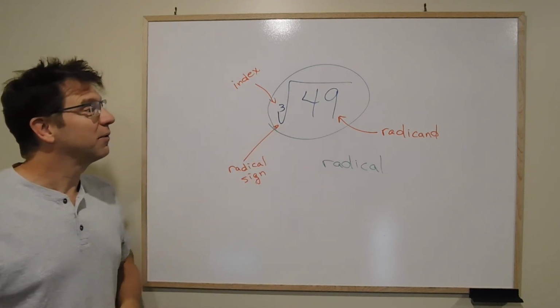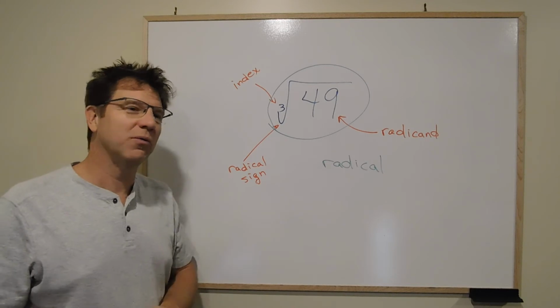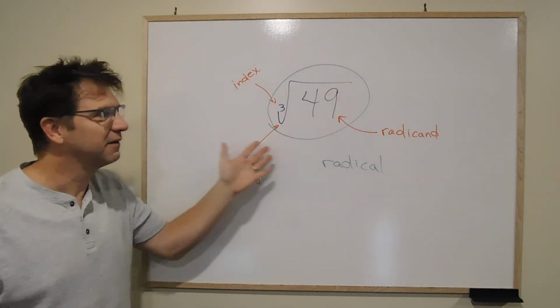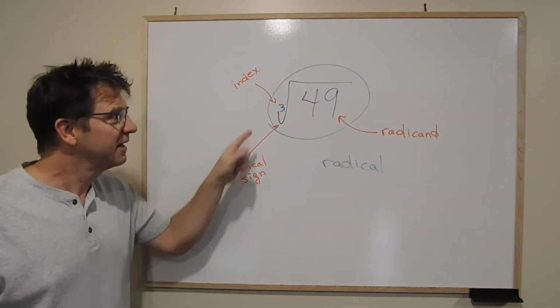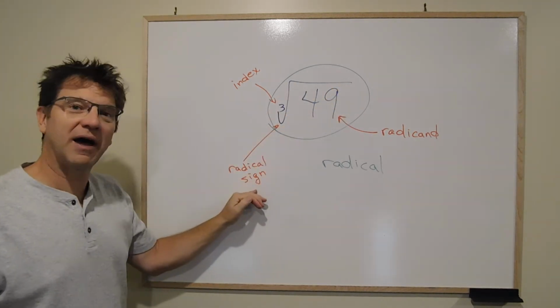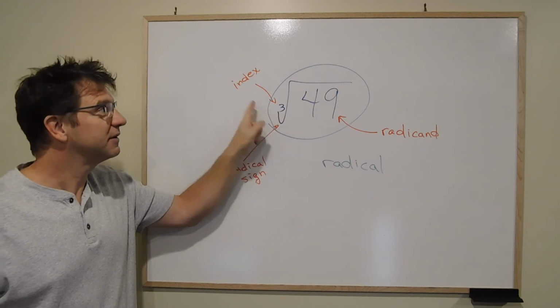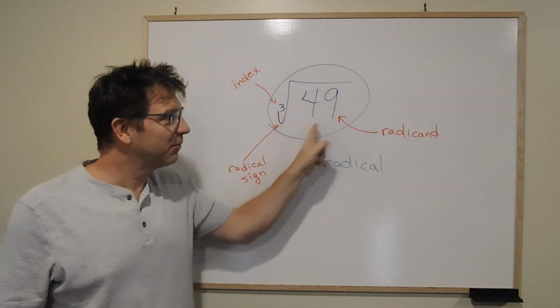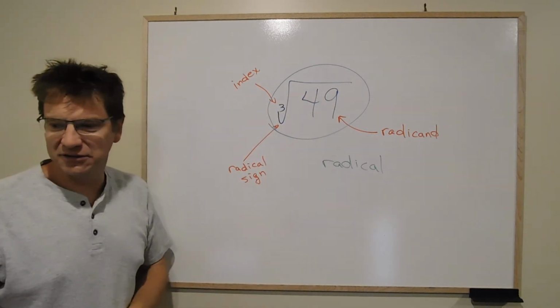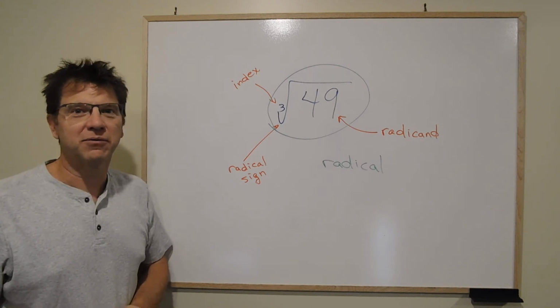Okay? So important terminology, we'll go through it one more time. The entire thing is called the radical. Right? The sign is called the radical sign. Right? The small number out front is called the index, and the number inside is called the radicand. And you'll see those a number of times as we go along.